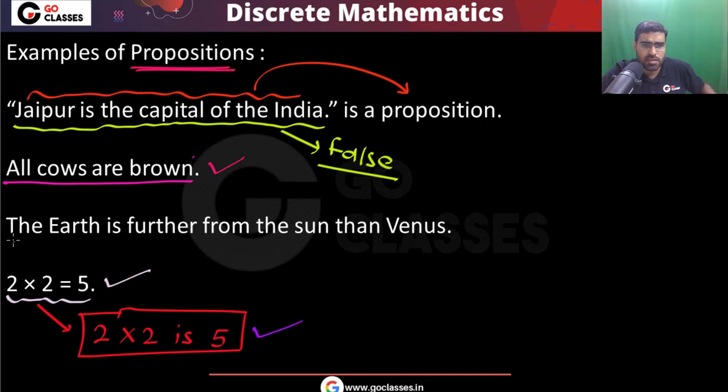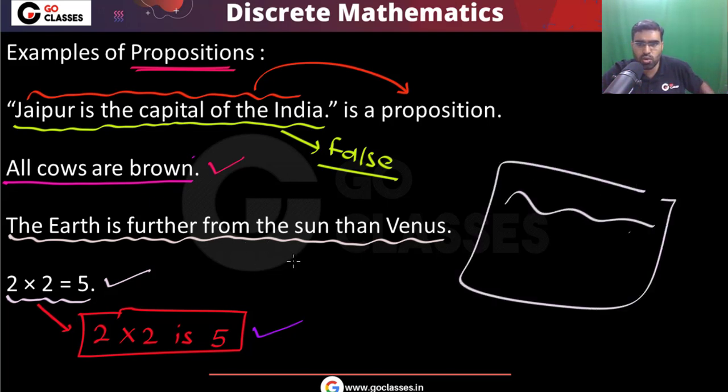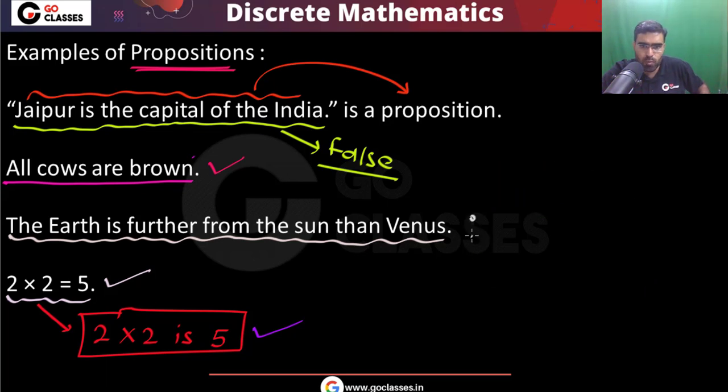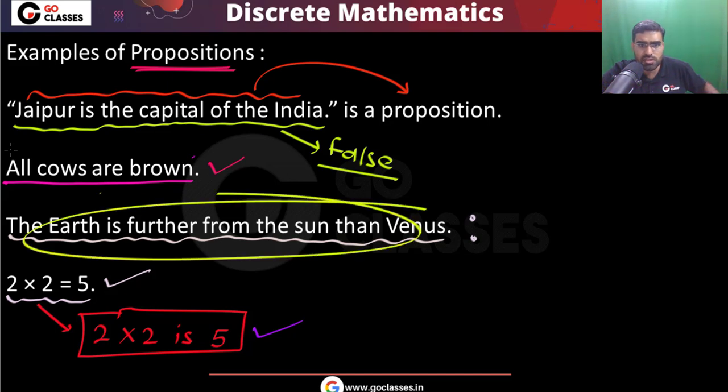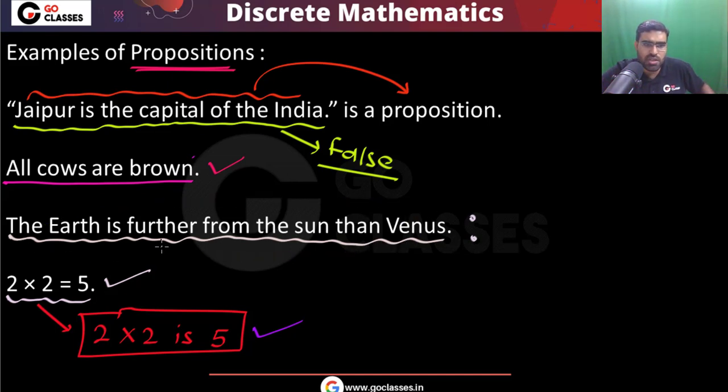Similarly, you can notice this sentence: the earth is further from the sun than Venus. Do you know if this is true or false? Do we need to know? Will you Google that? I want to know, is this sentence a proposition or not? For that, do you need to know whether it is true or false? The answer is no. We don't need that knowledge. We know that this is a declarative sentence. Either this is true or false. Only one thing can happen, right?